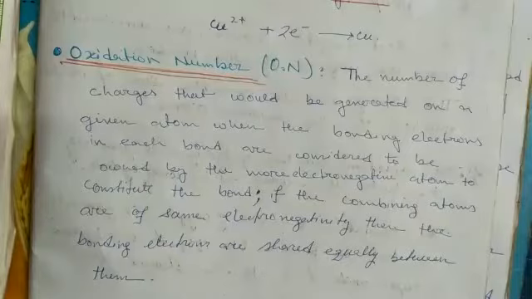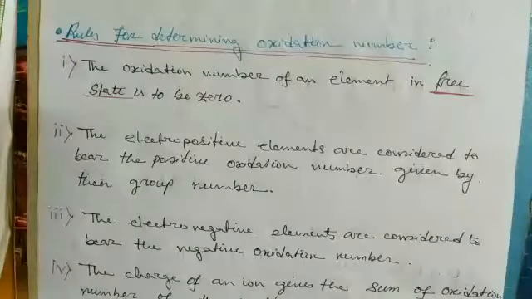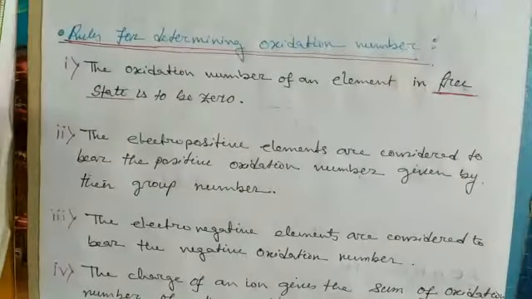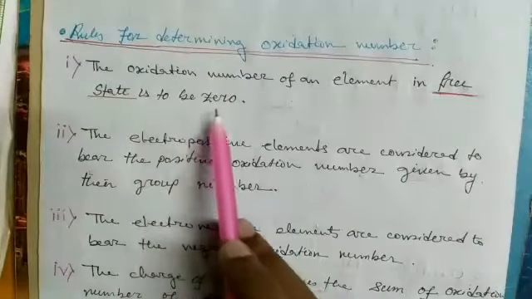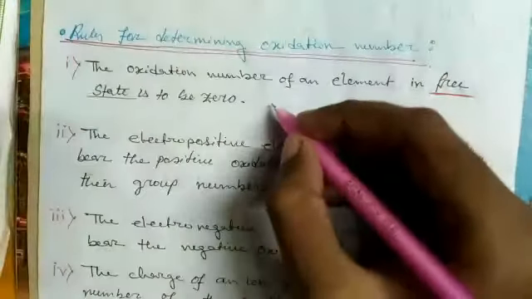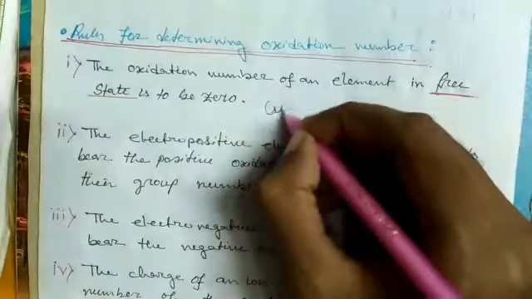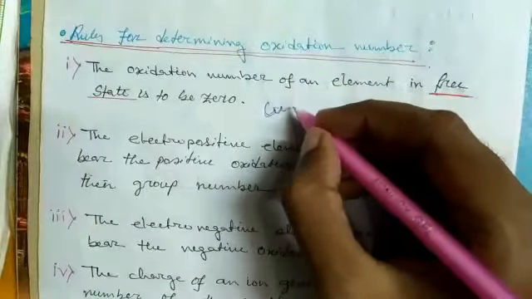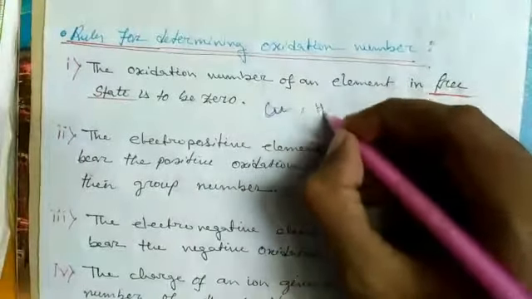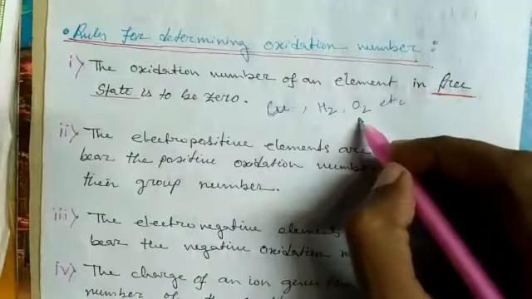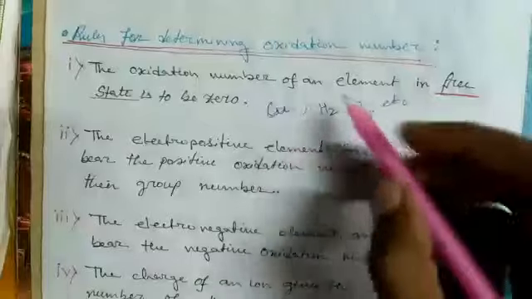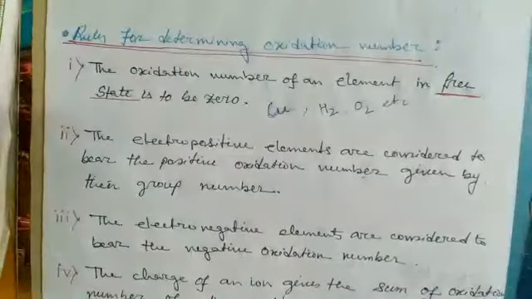There are certain rules to determine the oxidation number of a given compound. So let us see what those are. The first one is that the oxidation number of an element in the free state is 0. That is, when a substance like copper is in its elemental state, or hydrogen H2 or O2 etc., these are in their elemental or free state, so their oxidation number is 0.